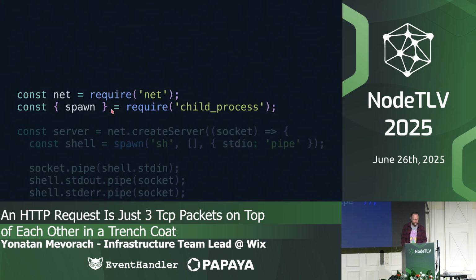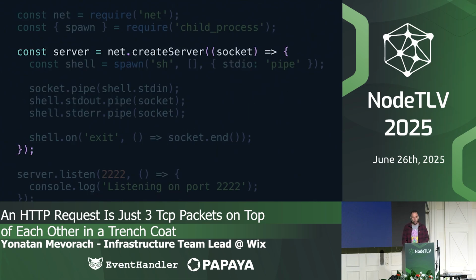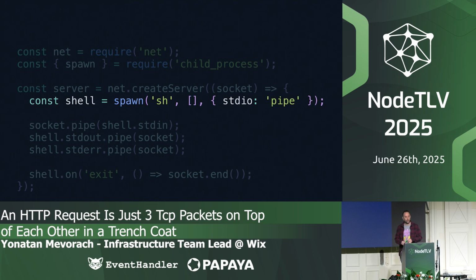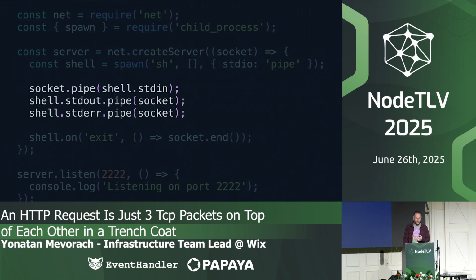So how do we do this in code? We use the net module again. We create a server. We get the socket. Whenever there's a new connection, we spawn, using child process, which is another built-in module in Node.js, a new process, which is a shell session, and we pipe them. Before, we showed the syntax of socket on data write to somewhere else. There's a shorter way of doing that using pipe. By saying socket pipe shell stdin, that just means when there's data on the socket, send that to the shell stdin.